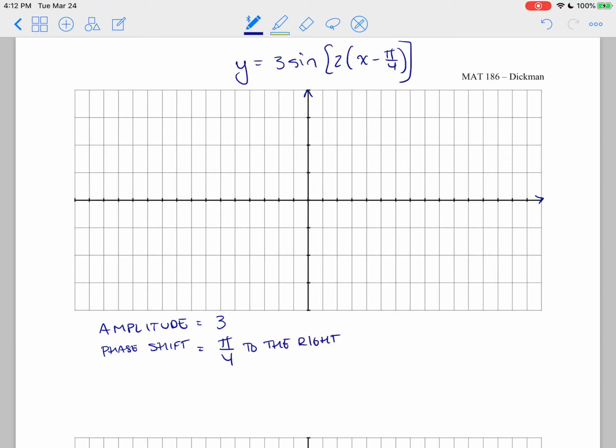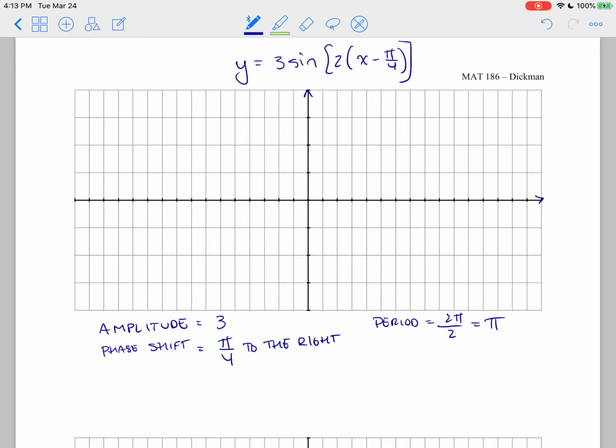And this is how I want you to write your answer. You would say the number, pi over 4, to the right or to the left. Our period is 2 pi over b, where b is 2 in this case. So the period is pi. Okay, so we have our amplitude, period, phase shift, and on the problem set, you're actually just going to answer questions: what's the amplitude, phase shift, period, and this is how I want you to answer that.